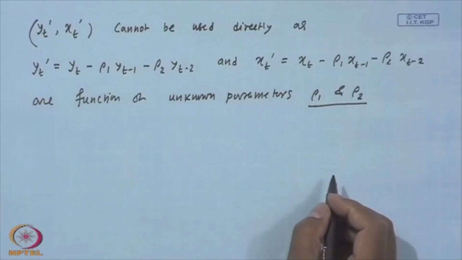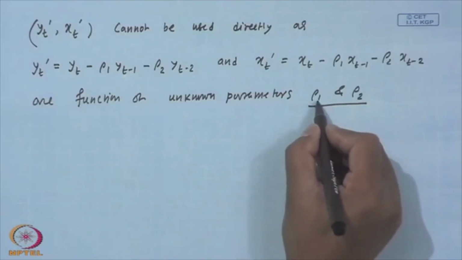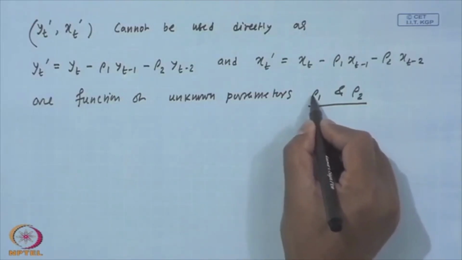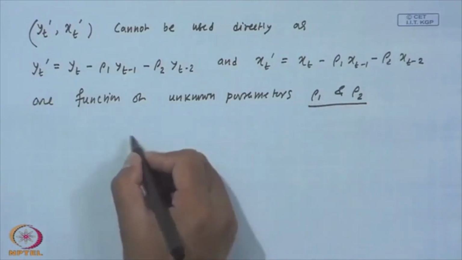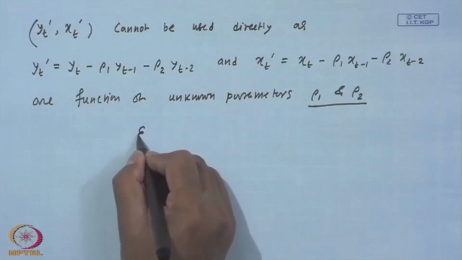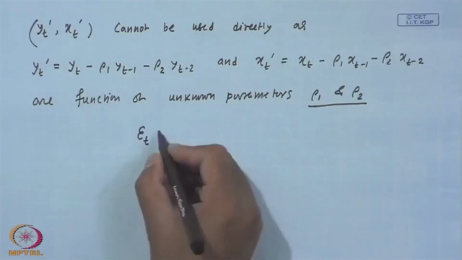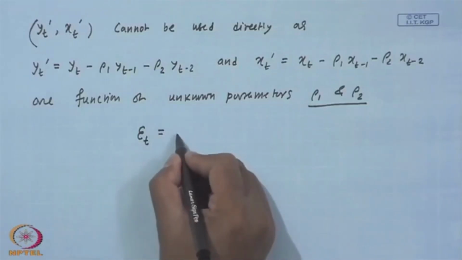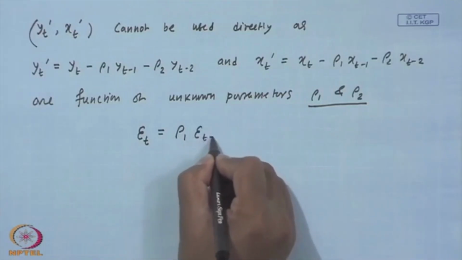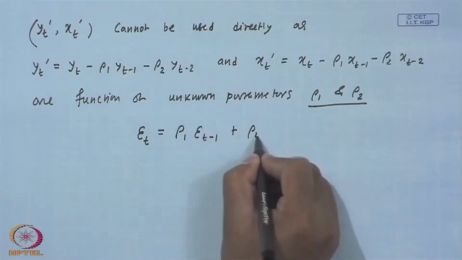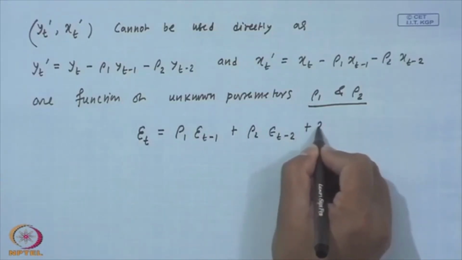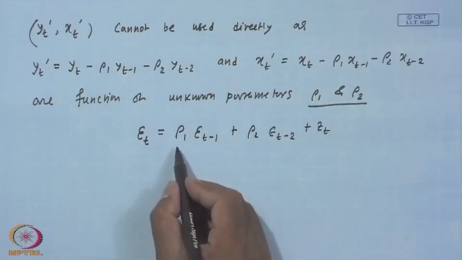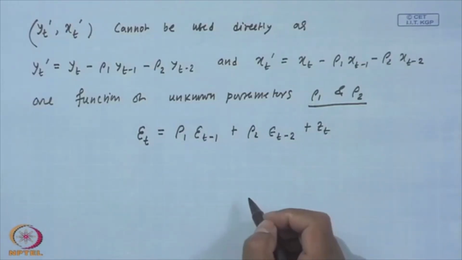So, we need to estimate them, and we know that these are the autocorrelation parameters. What are rho 1 and rho 2? They are the autocorrelation parameters for this second order autoregressive process: epsilon t equals rho 1 epsilon t minus 1 plus rho 2 epsilon t minus 2 plus z t. So, we need to estimate this rho 1 and rho 2. So, how to do that?